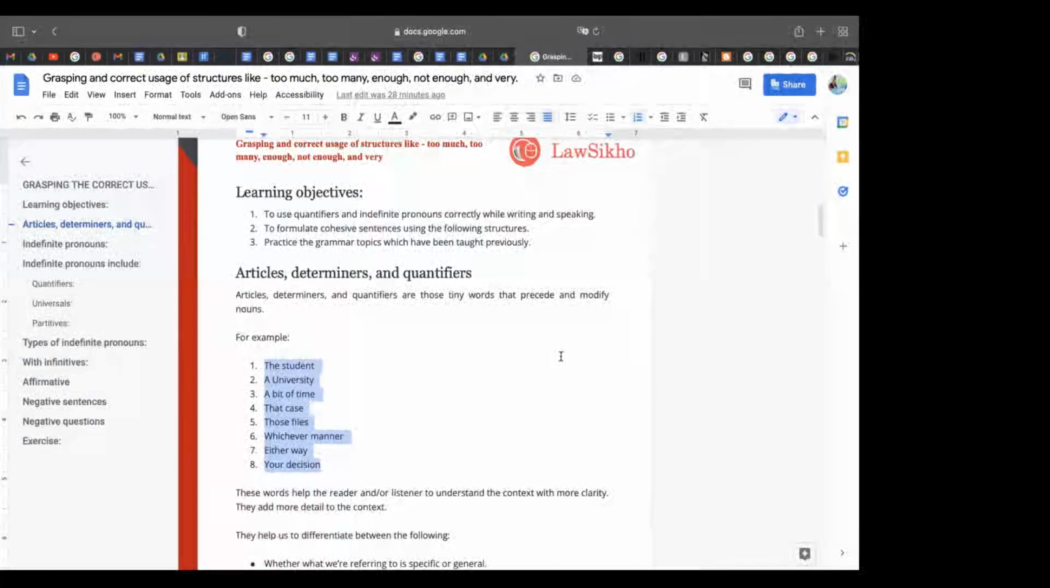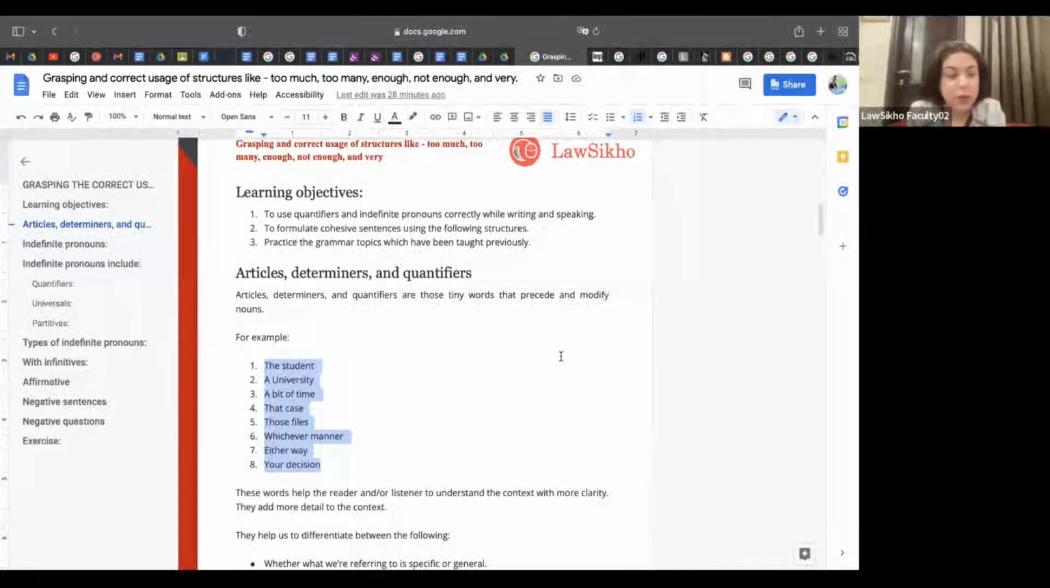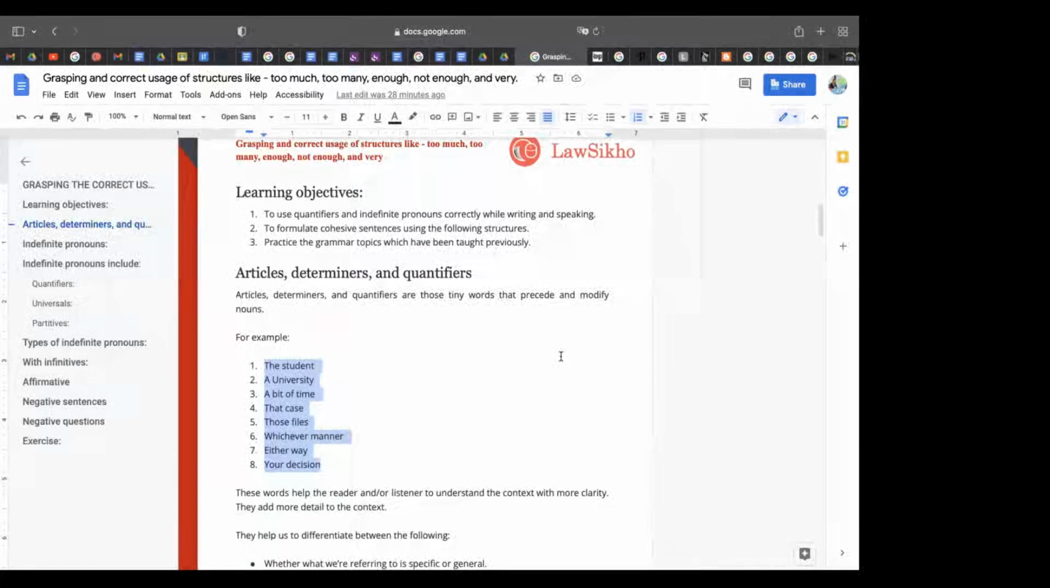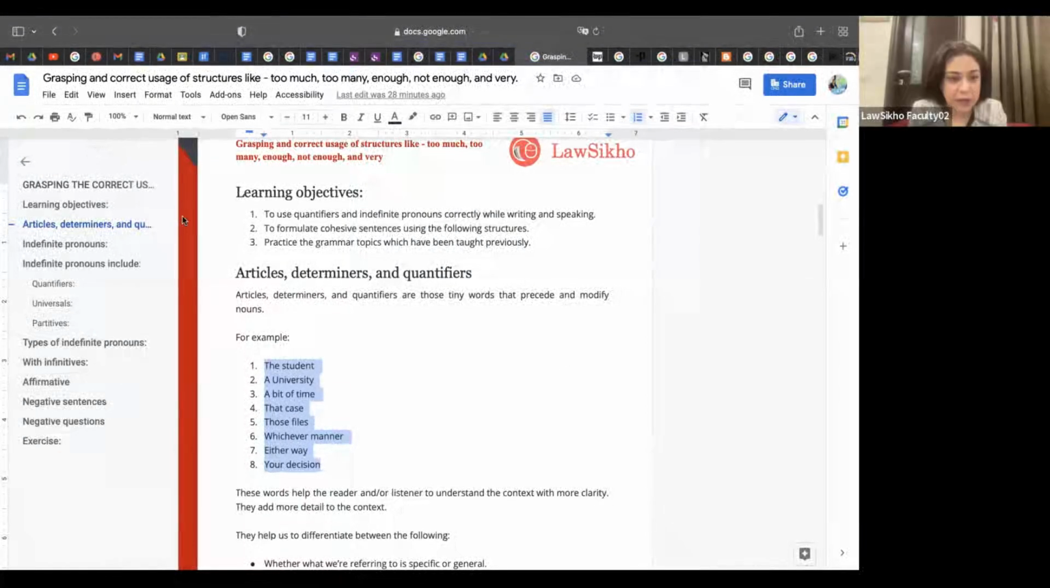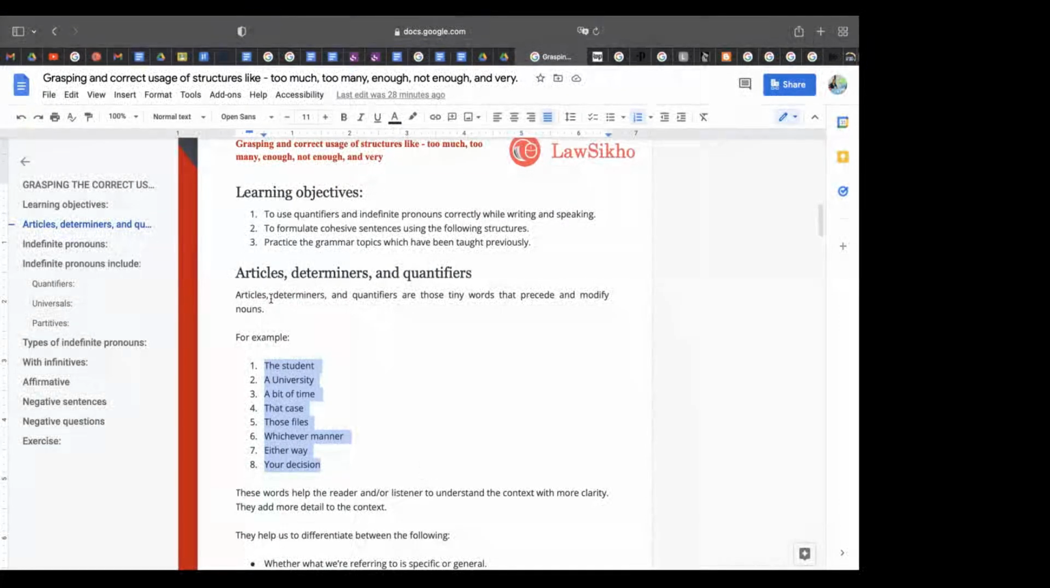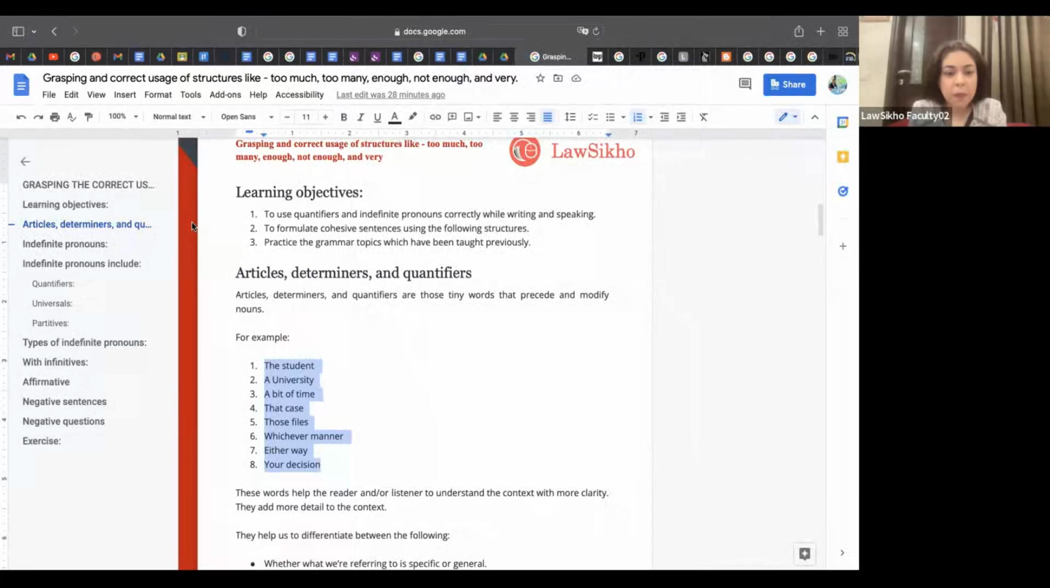Anyone? Ma'am, the and a are articles. Thank you. Anyone else? Ma'am, that and those are determiners. Determiners. Yes, Arushi, thank you. Anyone else? Many, more, much are quantifiers. Okay, many, more are quantifiers.